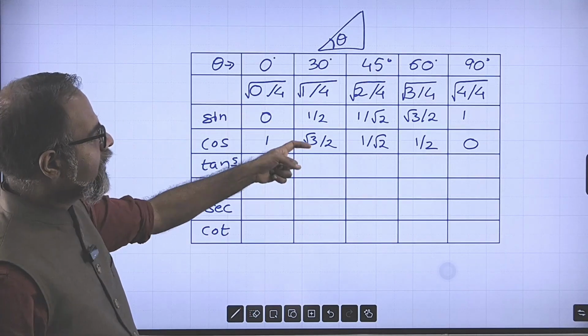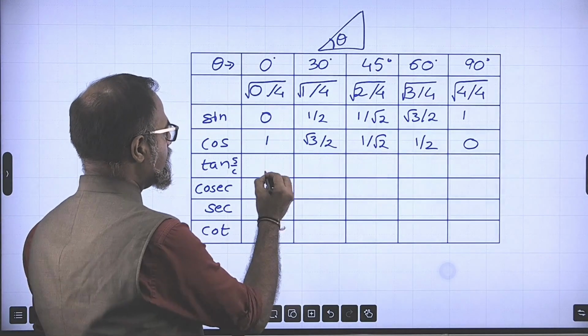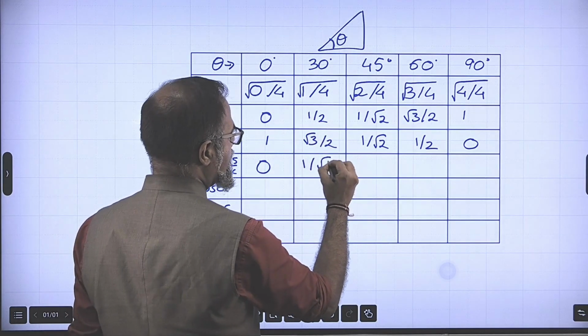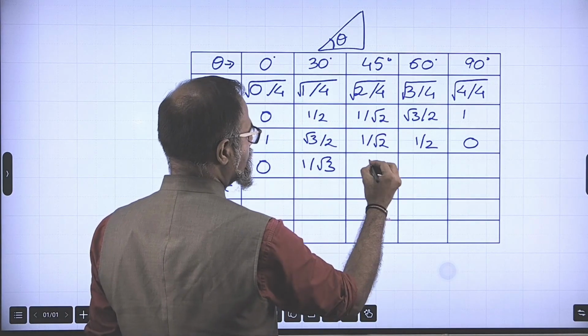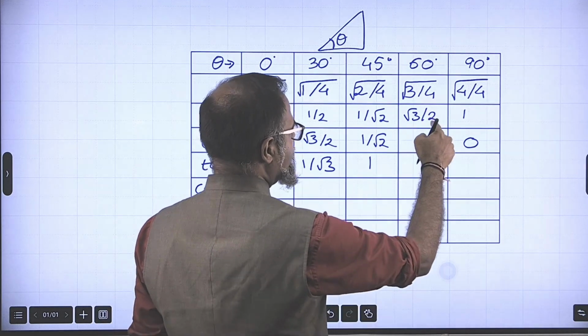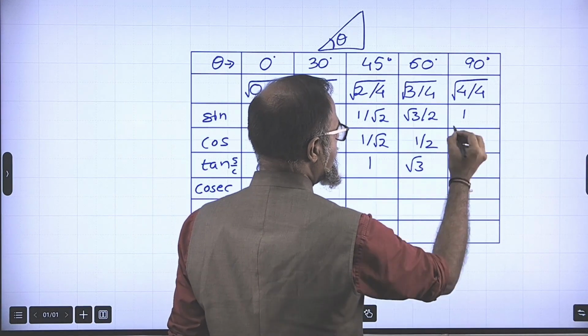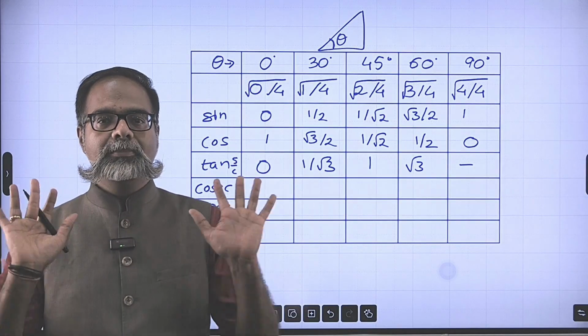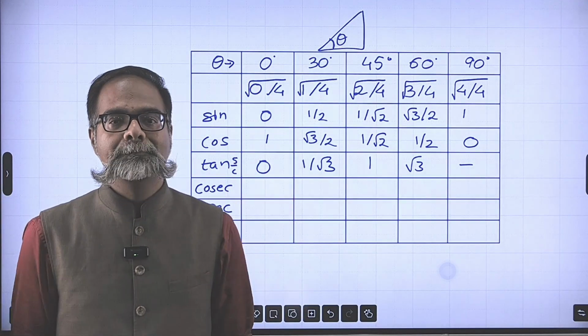Now, tan was nothing but sine divided by cos. So I just take the ratios. So 0 upon 1, 0. 1 by 2 upon root 3 by 2 is 1 by root 3. 1 by root 2 upon 1 by root 2 is 1. Root 3 by 2 upon 1 by 2 is root 3. And 1 by 0 is undefined. So tan 90, undefined. We don't know what it will be.